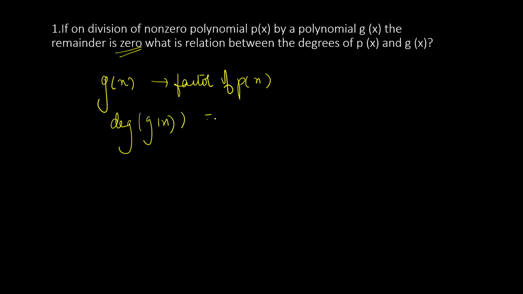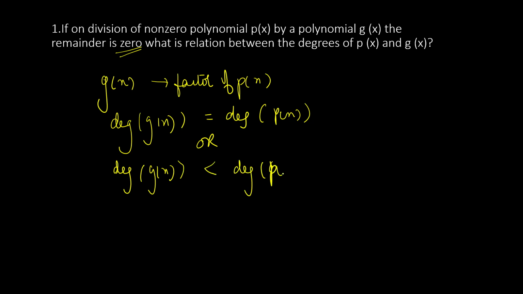The first question says that if on division of non-zero polynomial p of x by a polynomial g of x, you get the remainder as 0, what is the relation between degrees of p of x and g of x? For the remainder to be 0, that means for g of x to be a factor of p of x, it is very important that the degree of g of x is the same as degree of p of x, or the degree of g of x must be lesser than the degree of p of x.